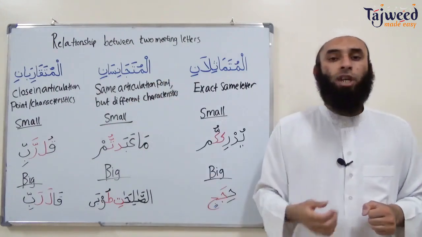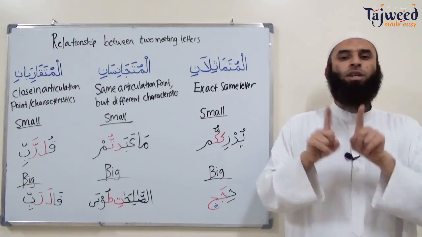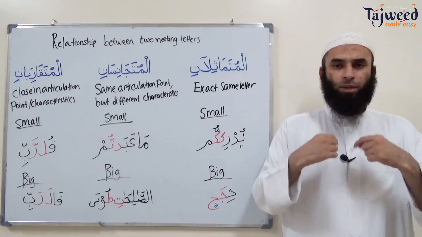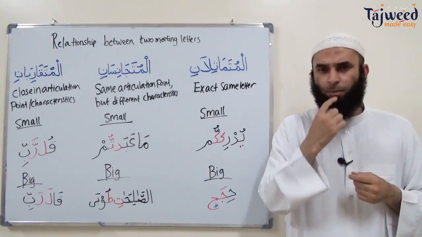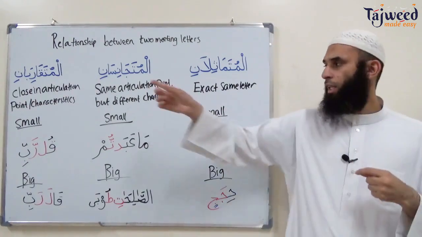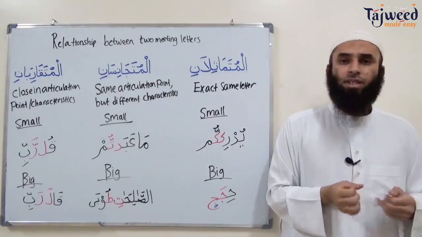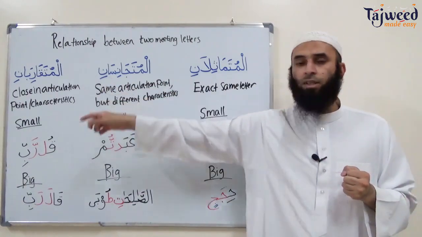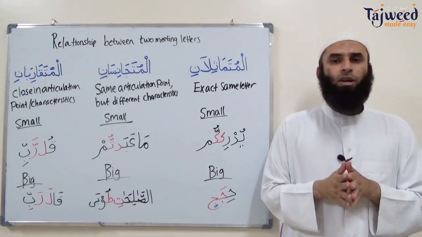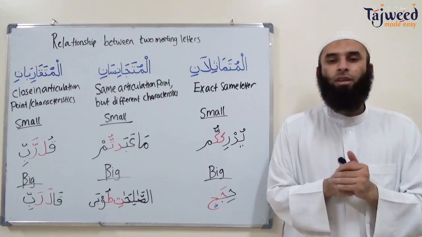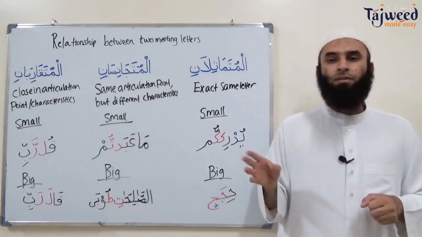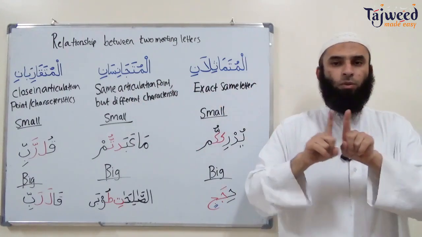Second category, al-mutajanisan, the two letters which are next to each other. These two letters have the same articulation point. This just means they come out from the same place, whether it's the lips or the tip of the tongue and so on. So they share the same articulation point, but they have different characteristics, different sifat. And the third category, al-mutaqariban, just means they're close letters. These letters are close in their sifat and their makharij. They're near each other. So these are the three different ways two letters can meet.